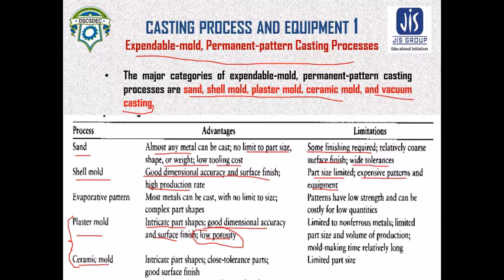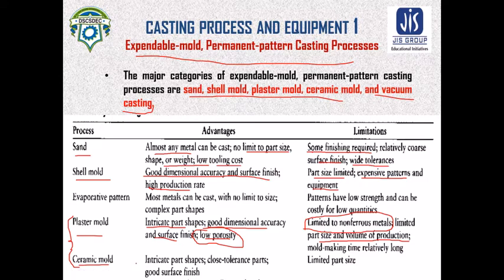And the disadvantage is that plaster molding is limited to non-ferrous metals only. It means ferrous metal cannot be cast using a plaster mold. Only non-ferrous metals can be cast, and part size is limited, and the volume of production is also limited.